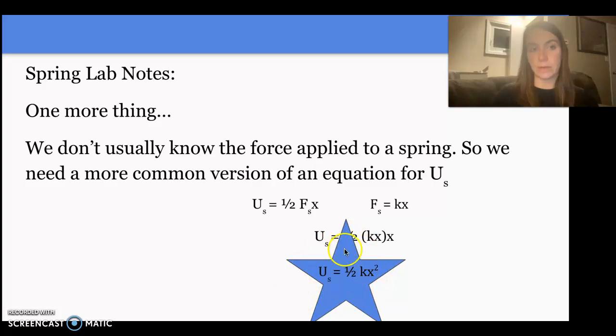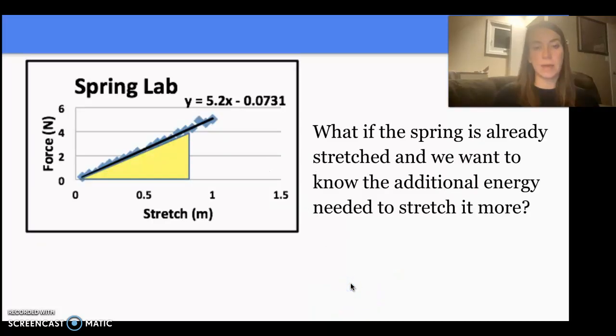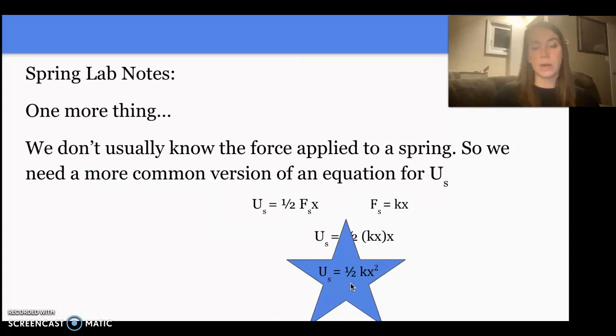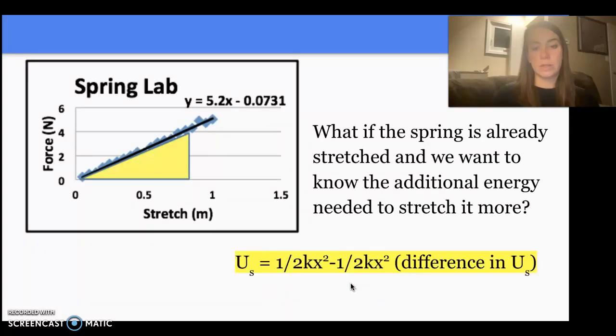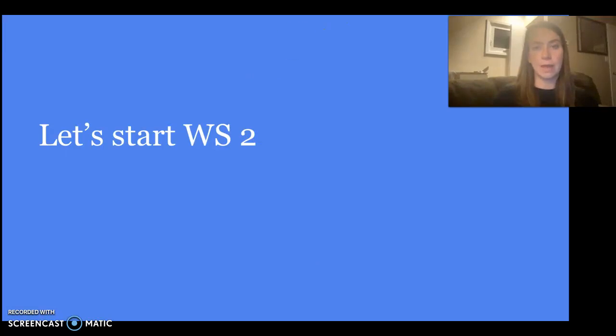I will also add this equation to the toolbox when I get back. So not a super fun lab today, but what we're going to do is go ahead and go to worksheet 2. And that is going to be due on Monday. So you guys should finish it in class today. Hopefully I'm back Monday. Have a wonderful day, and I will see you later.